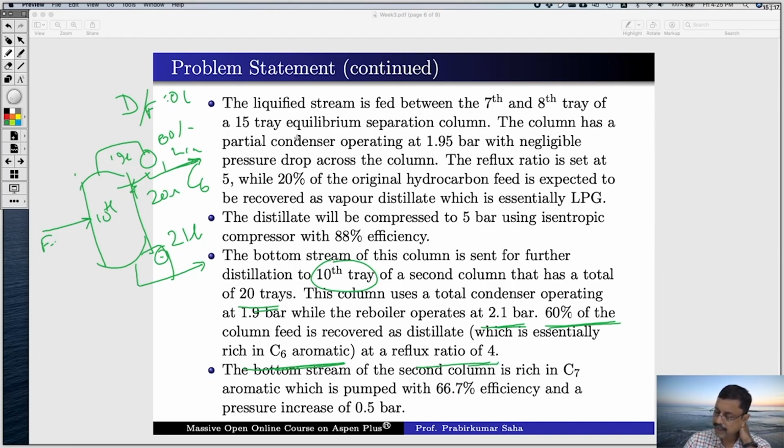The bottom stream of the second column is rich in C7 aromatic, which is pumped with 66.7% efficiency and a pressure increase of 0.5 bar. So here there will be a pump. So here it is 2.1 bar, and here it will be delta P of 0.5 bar because of pumping, and the pump operates at 66.7% efficiency.